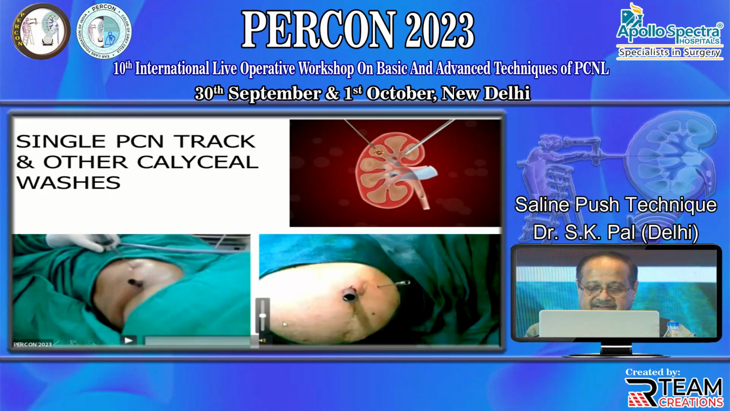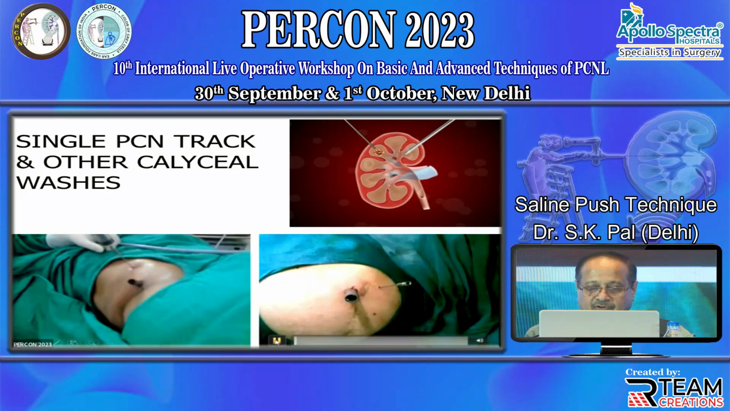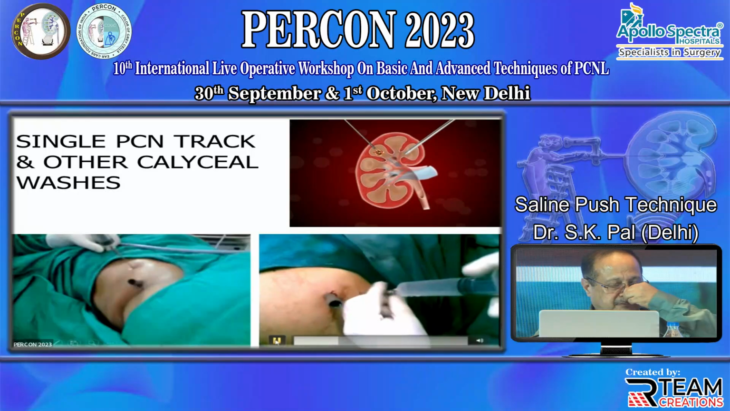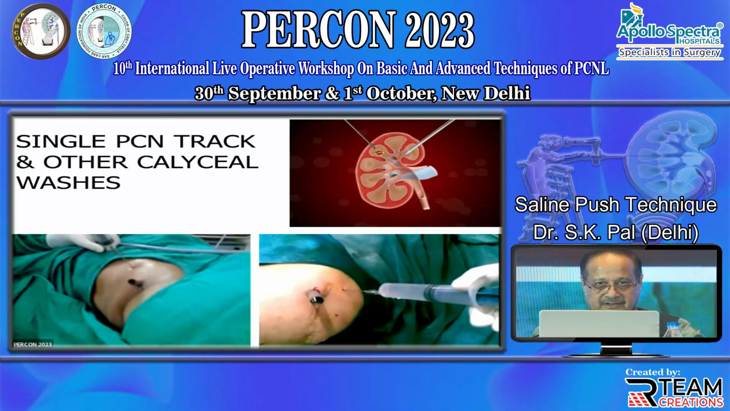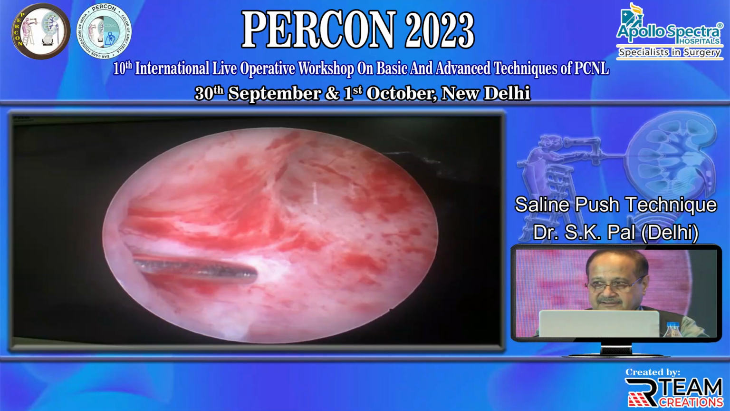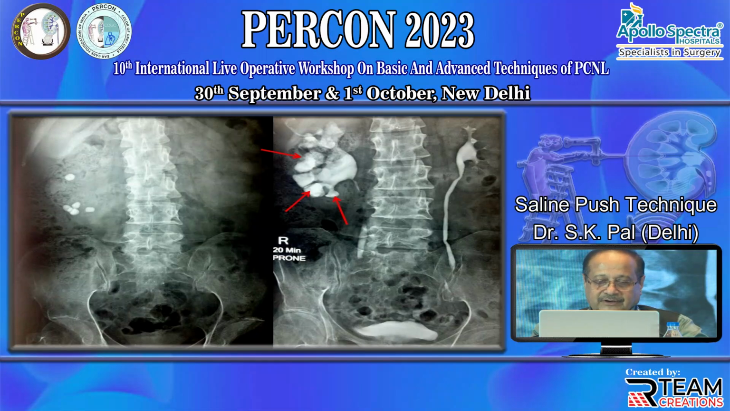So all these calyces can be saline washed, and whatever fragments or some calyceal stones are there, they can be brought in front and can be removed. This is how the needle comes from inside from the other calyces, and it can push the stone in front of you. I will give you one example.